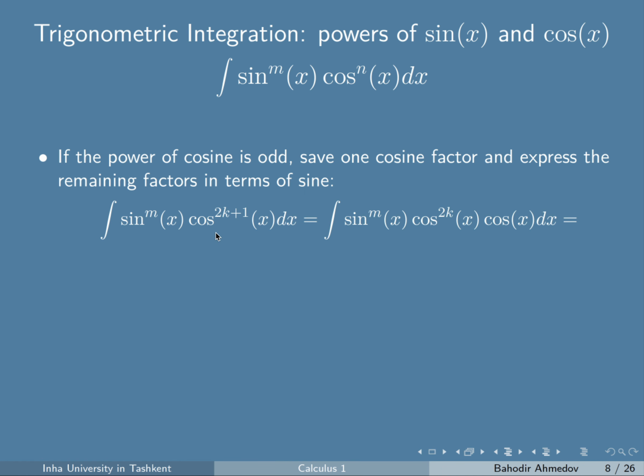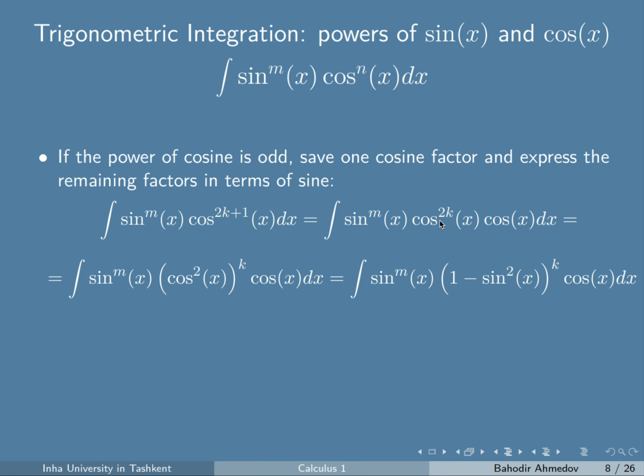So for example, I can write cosine to the power of 2k plus 1 as cosine to the power of 2k multiplied by cosine of x, and I can write this cosine to the power of 2k in terms of the sine. Basically I'm going to write cosine 2k as cosine squared to the power of k, right? And at the same time, cosine squared is 1 minus sine squared of x, right?